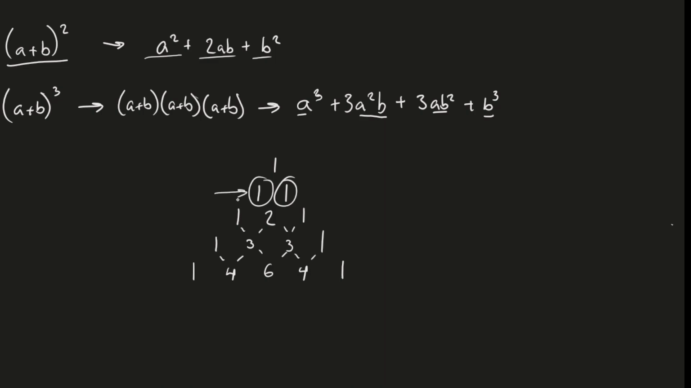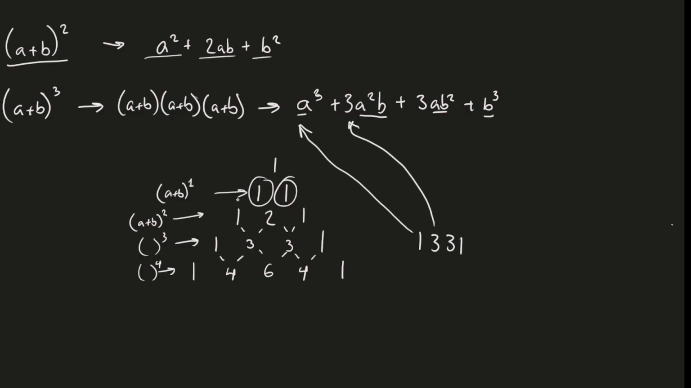So this first row would correspond to a power of 1. This one would correspond to a power of 2. This one to a power of 3, and this to a power of 4. And if we notice, in the power of 3 we have 1, 3, 3, and 1, and all of these match up with the eventual expansion that we did using FOIL. As you can see, all these numbers match up. So that is how you get the coefficients with Pascal's triangle.